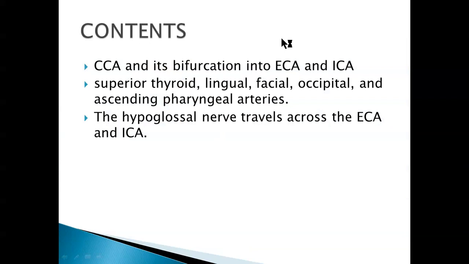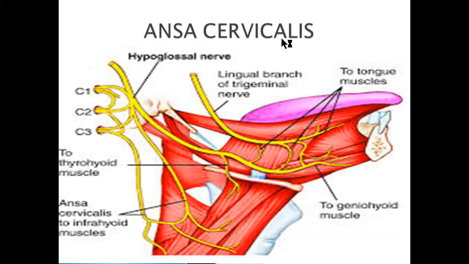Now let's very quickly go through the contents of the carotid triangle. The carotid triangle would have the ansa cervicalis. Ansa cervicalis, as we know, is a cervical plexus formed by C1, C2, C3, and a part of cranial nerve 12. Cranial nerve 12 gives the superior part, and the inferior one comes from C1, C2, and C3. This one is your inferior one, and this is your superior part of your ansa cervicalis.